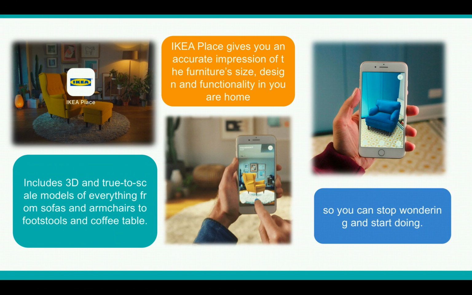It uses AR kits to make 3D and true to scale methods of everything from sofas and coffee tables. We just need to open the camera, then we can see how different furnitures fit our room at the real world view. IKEA Place gives you an accurate impression of furniture's size, design, and functionality in your home, so you can stop wondering and start doing.